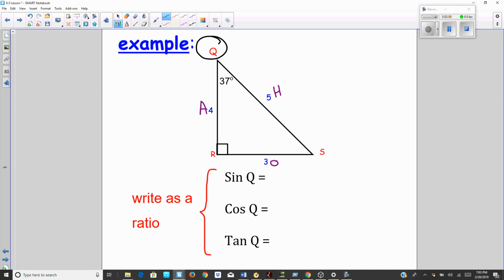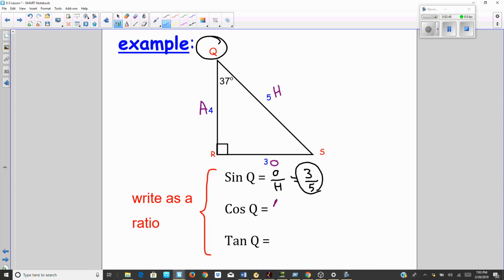So the first trig function is the sine of Q. So again, sine is O over H. And in this particular problem, O is 3 and H is 5. So the sine of Q is 3/5. And actually, in this case, if you type in the sine of 37 degrees in your calculator, it's going to give you a decimal that's really close to 3/5. So the sine of 37 is always going to be a decimal that's right around 3/5.